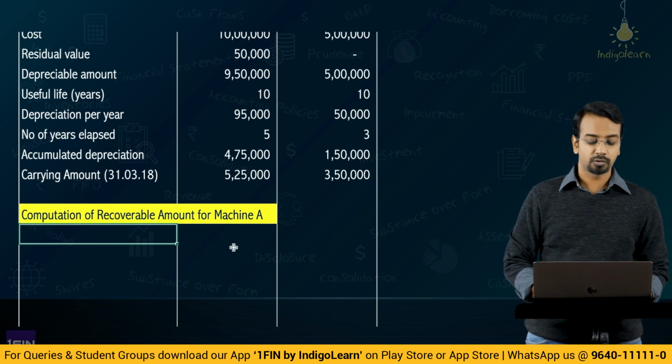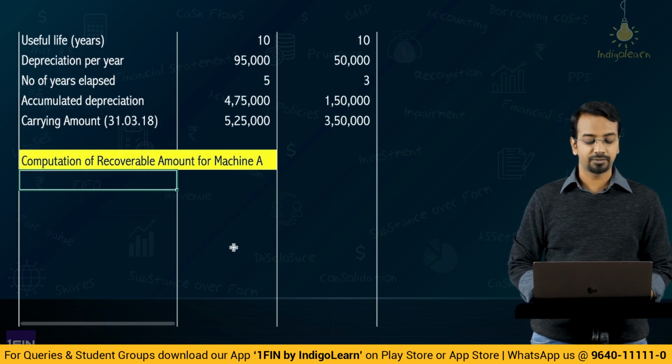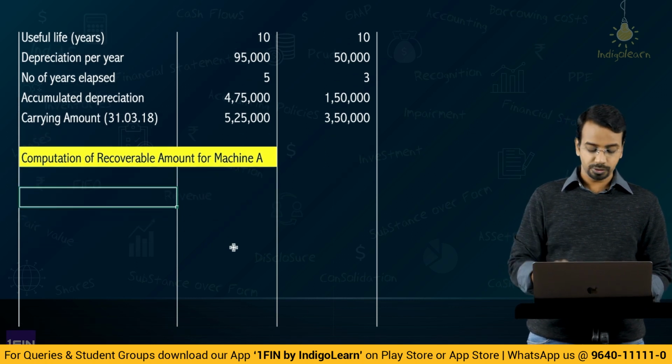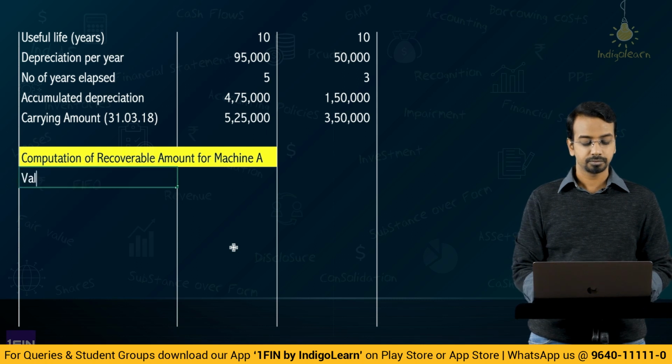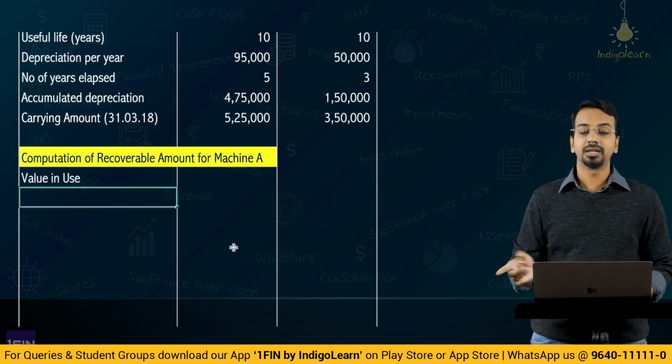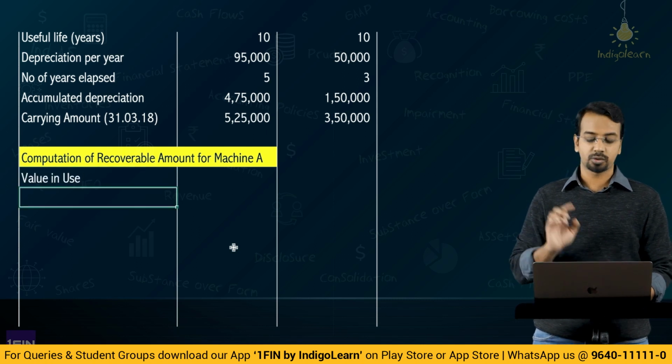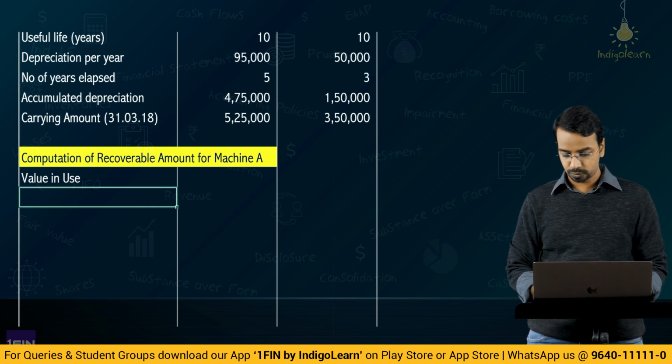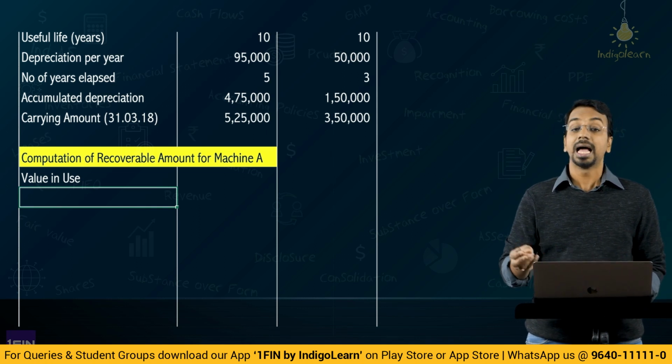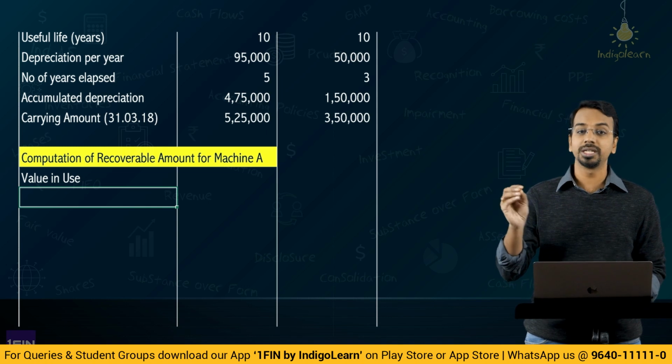Computation of recoverable amount for machine A. Now, for machine A, we have to calculate value in use, and then later on we have to calculate fair value less cost of disposal. Now, they have given us cash flows. They have given us cash flows for 5 years, and the 5th year cash flow is excluding the residual value.